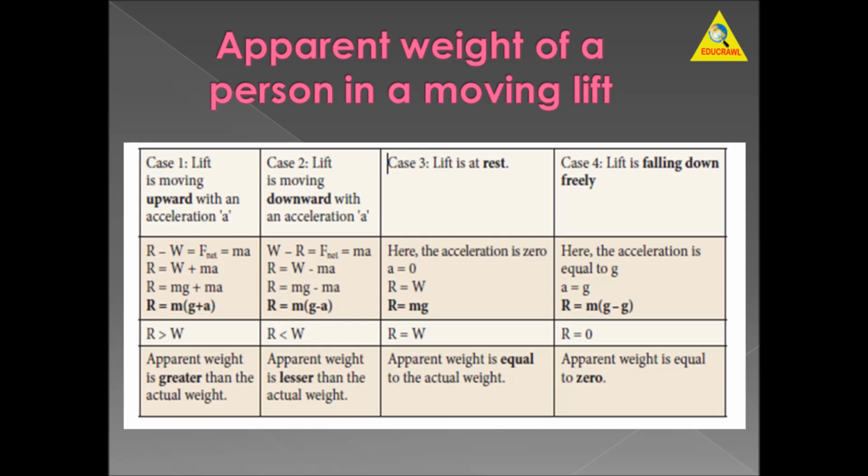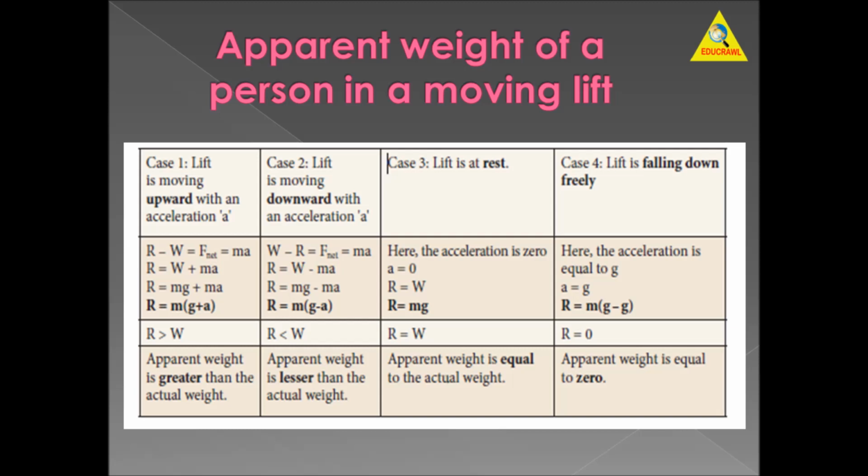R equal to W means the apparent weight is equal to the actual weight. So when the lift is not moving, you do not consider your weight added or subtracted. Your weight will be the same. Your assumed weight will be the same as your actual weight.